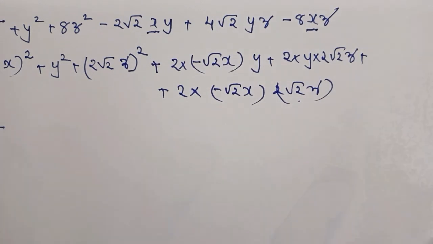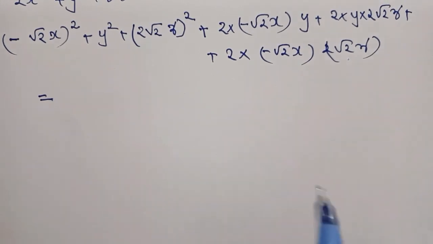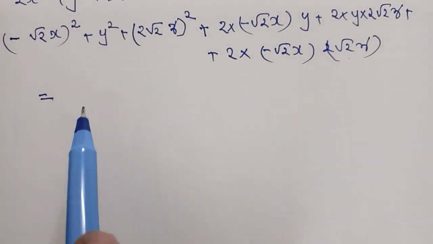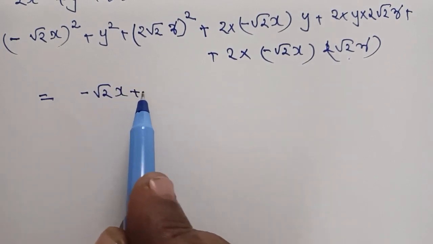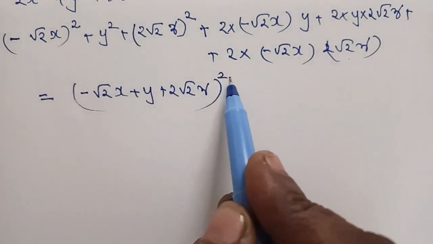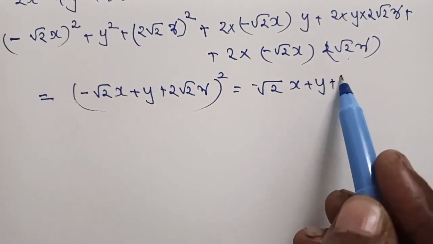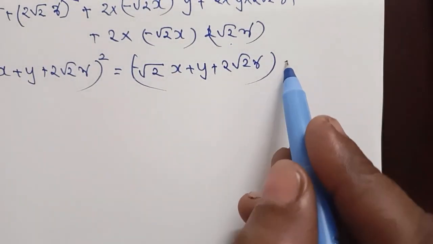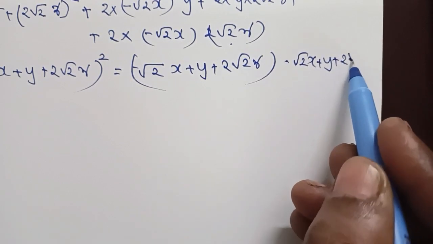That is equal to the final answer. Now it is of the form a square plus b square plus c square plus 2ab plus 2bc plus 2ca. That is equal to minus root 2x plus y plus 2 root 2 z the whole square, or it is equal to minus root 2x plus y plus 2 root 2 z into minus root 2x plus y plus 2 root 2 z.